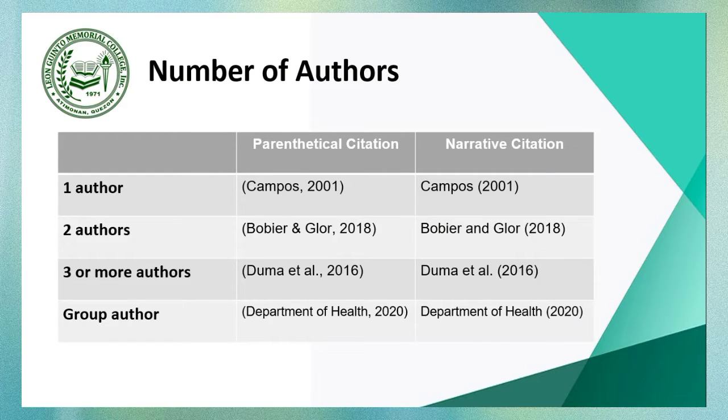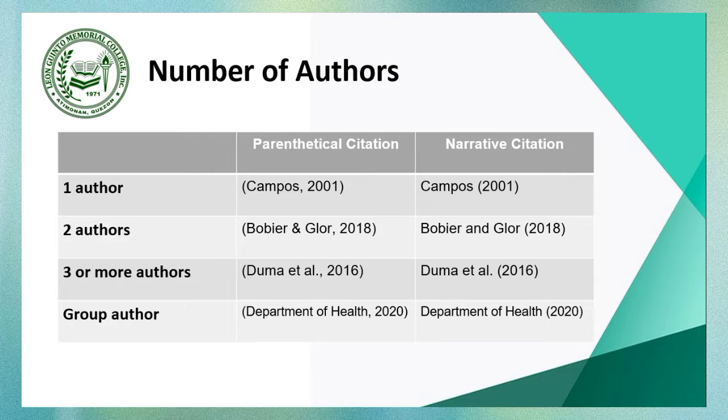Moving on, we have here the example from the number of authors. So if the work you are citing has one or two authors, include them in your citation every time. Separate two authors with an ampersand in parenthetical citation, but write out the word "and" if discussing the work in text. So for example, Campos (2001), Bouvier and Glore (2018).